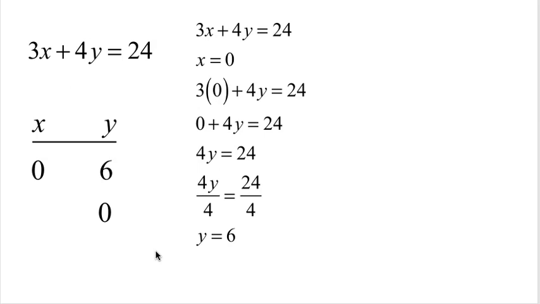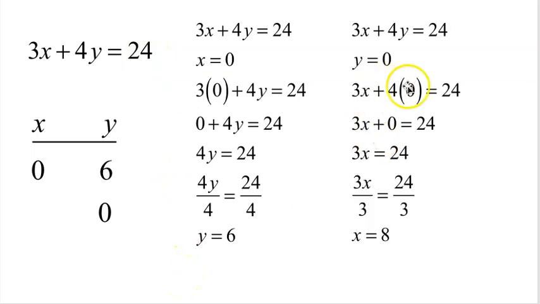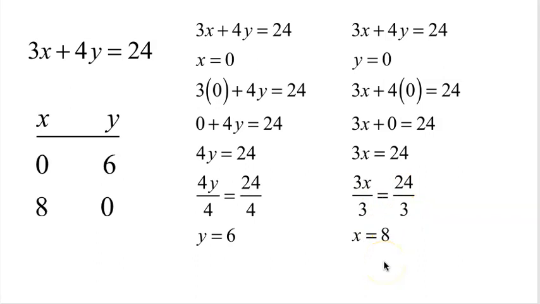Now we want to find the x-intercept. So we're going to plug a 0 in for y. That will be 3x plus 4 times 0 is 24, and then solve for x accordingly. 3x plus 0 is 24. 3x is 24. Divide both sides by 3. X is 24 divided by 3. X is 8. So now I have the point 0, 6, which is the y-intercept, and the point 8, 0, which is the x-intercept. We're going to graph those 2 points, and then from those 2 points construct the graph of the line.